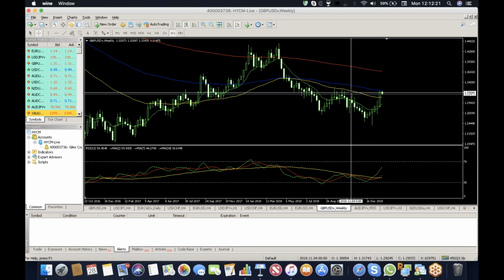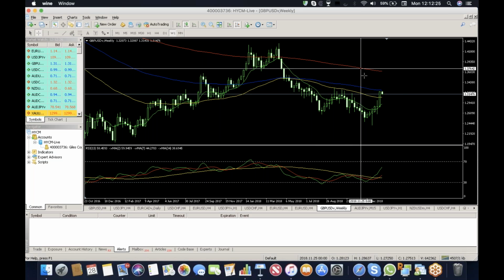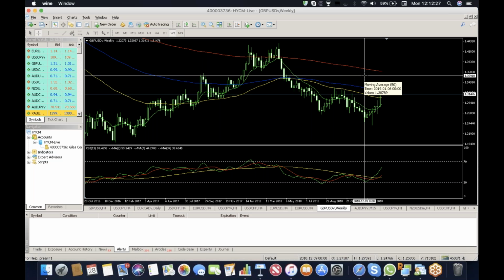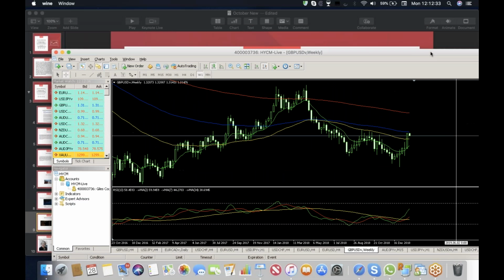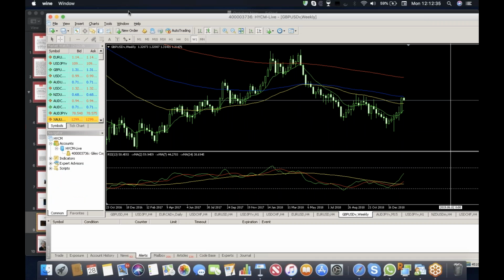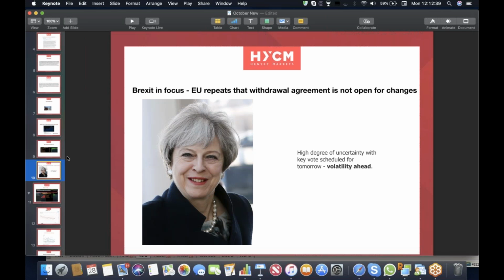So using the moving averages to define and limit your risk can be a very sensible way of trading the pound at the moment. But we'll go through it and see some of the volatility that we have, and I'll explain some of the reasons for the volatility. So if we're going back to our PowerPoint, our keynote here. So Brexit is very much in focus looking at this week.